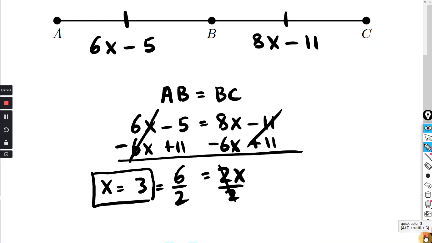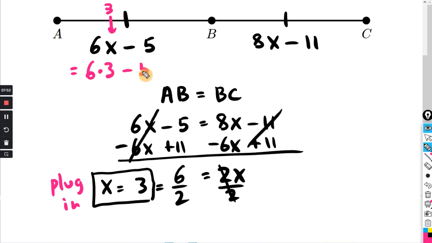And that's not what they asked us. They asked us for the length of AC. So we want to take that 3 and plug it in. First, I'm going to put in 3 in place of x. So that's going to be 6 times 3 minus 5. 18 minus 5 is 13.